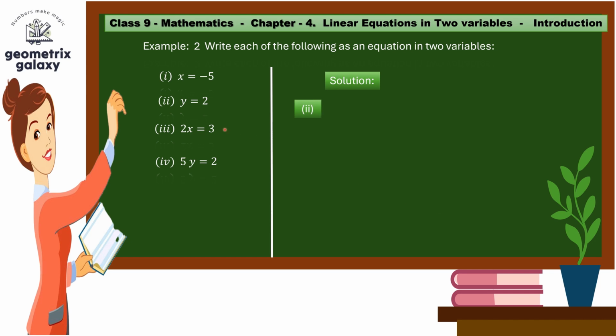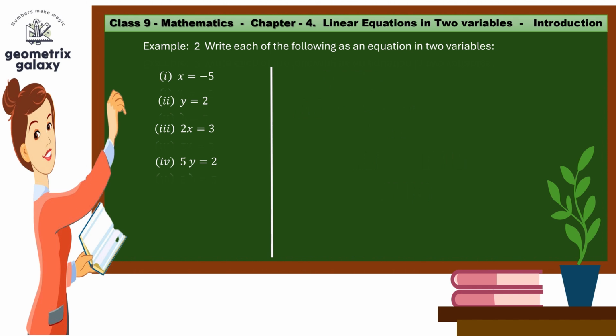The next subdivision is y is equal to 2. Here we have only one variable y. So let us write this as 0x plus 1y minus 2 is equal to 0. We transposed 2 from the right hand side to the left hand side as minus 2. So a takes the value 0, b takes the value 1 and c takes the value minus 2.